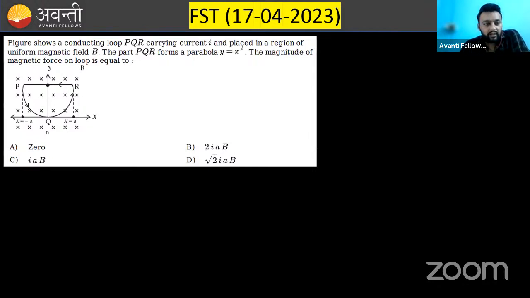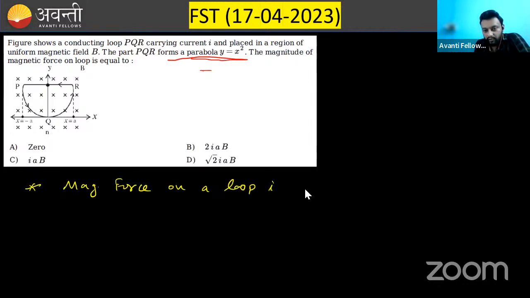Again, a simple question. The figure shows a conducting loop PQR carrying a current I. They have formed a very difficult type of figure. There is a parabola and a lot of things, and students may leave this question. But remember one punchline: magnetic force on a loop in a uniform magnetic field is always zero.